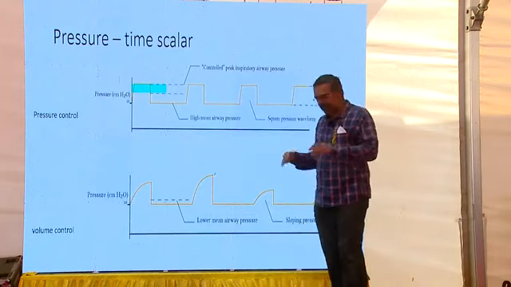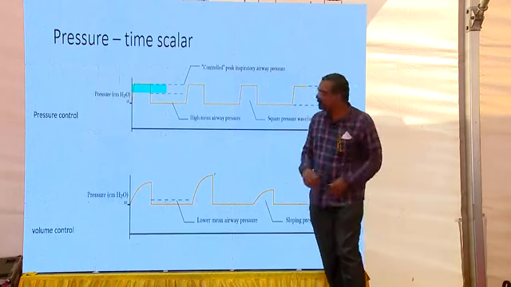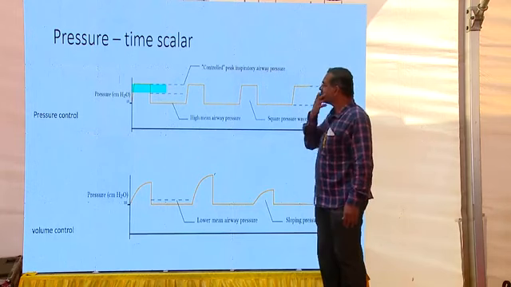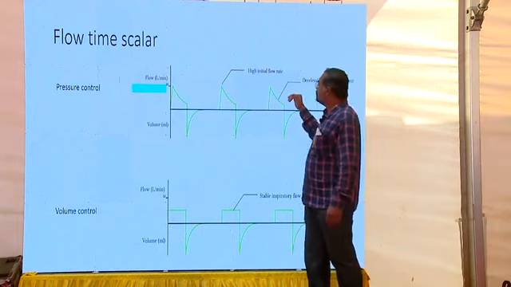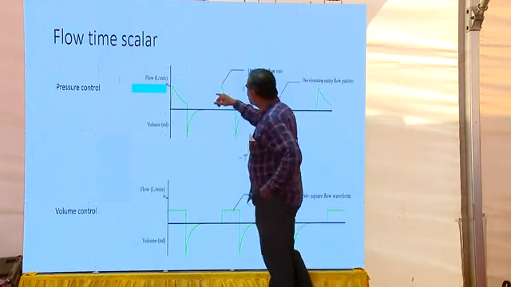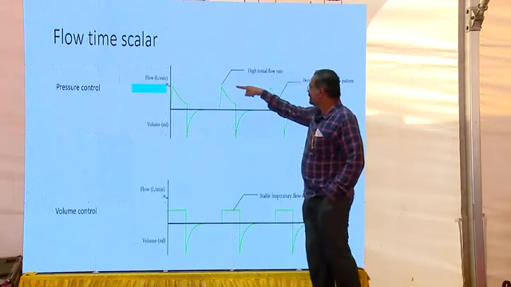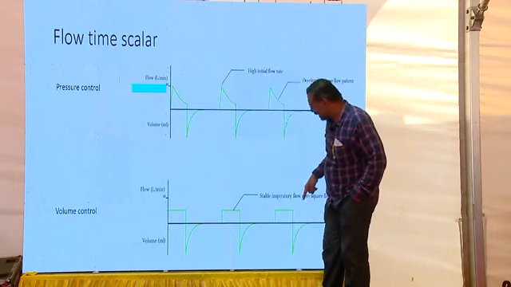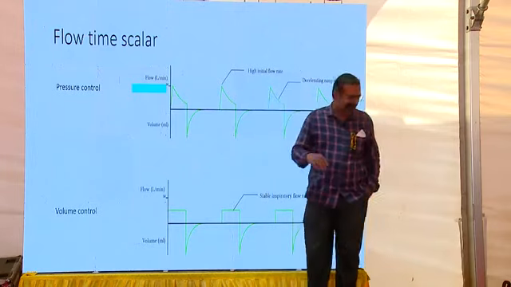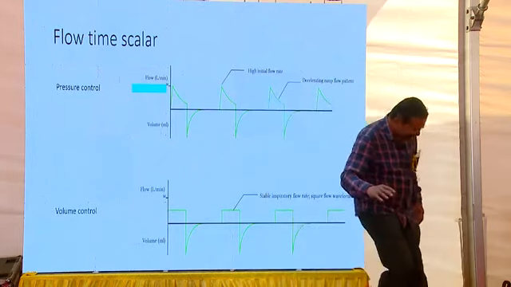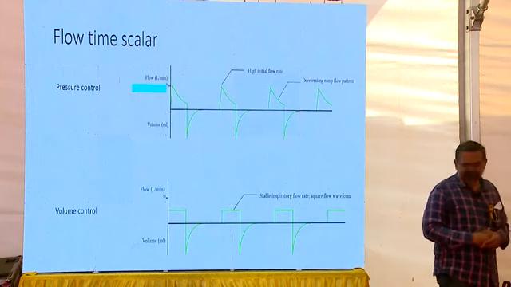Now let's compare what happens with volume. So with volume, what happens? This pressure, this PIP rises and then comes down, ramp-like, and this volume is actually square. So what is the summary? Because many times these graphics are very difficult to understand.